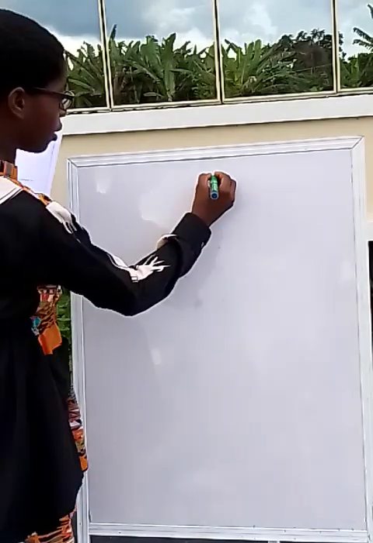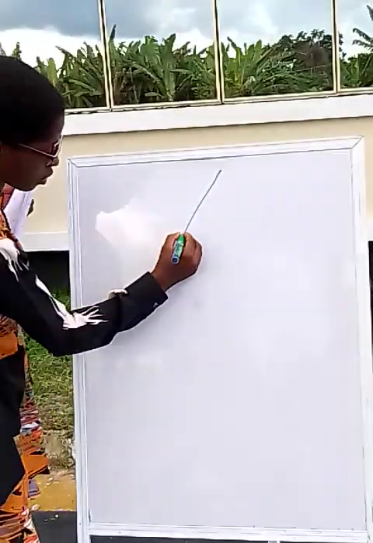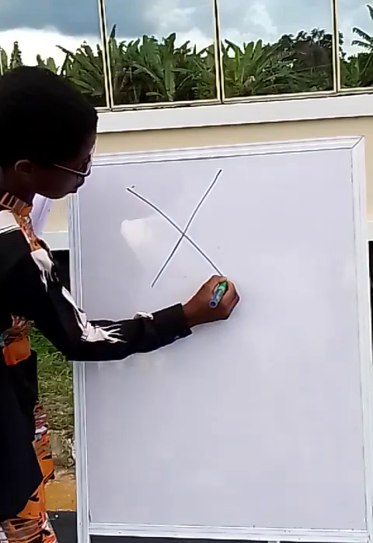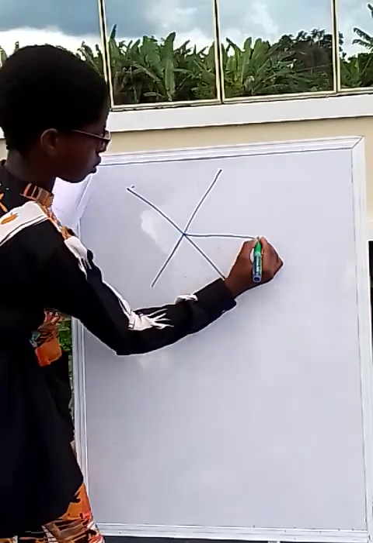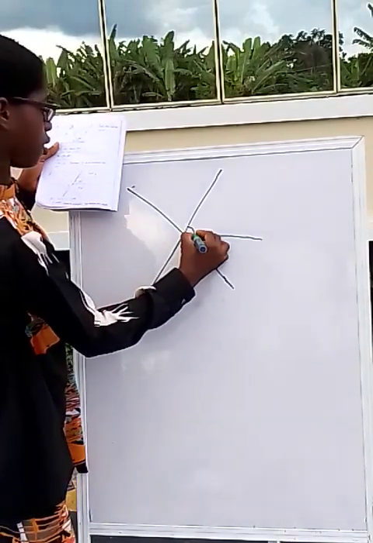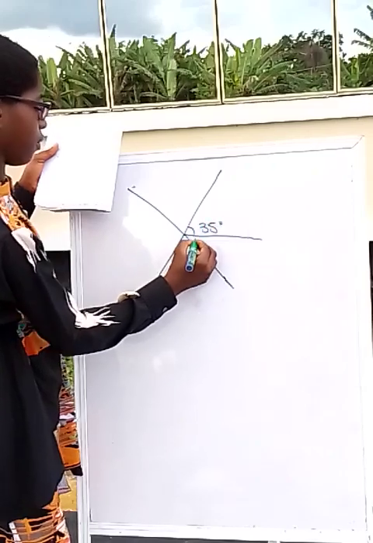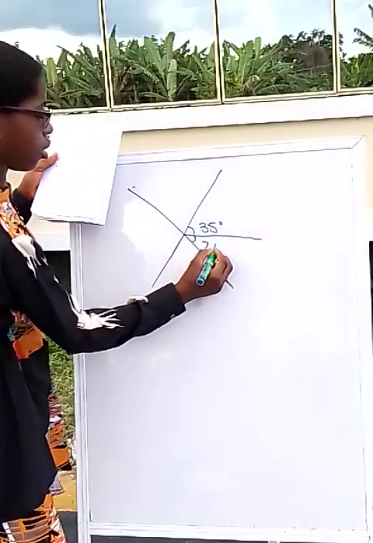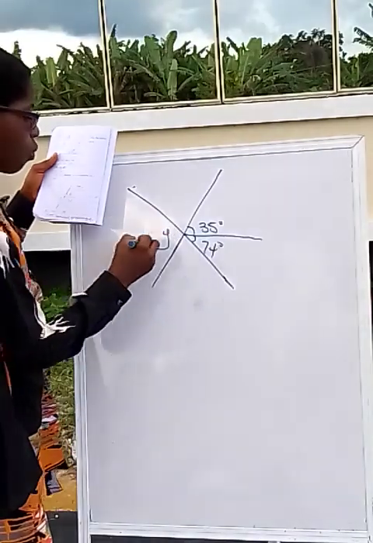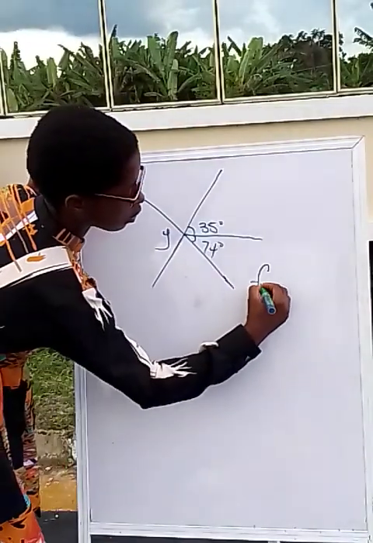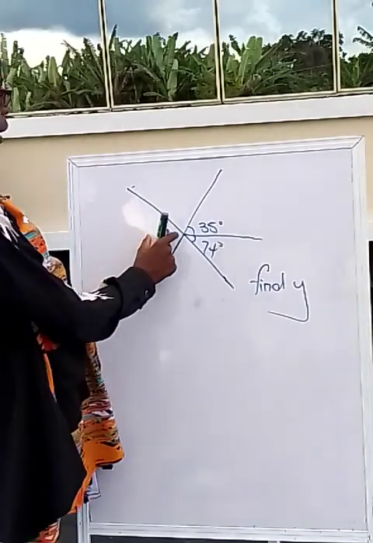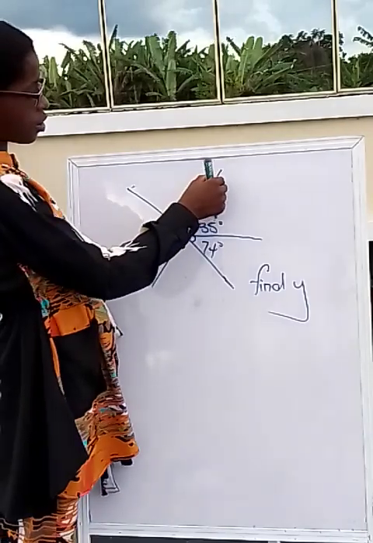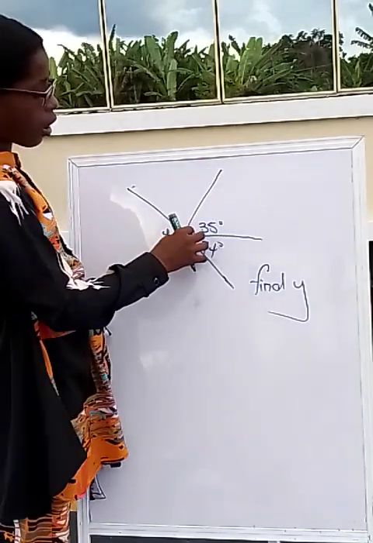I hope you are following. Now let's go. We have something like this. This side is 35 degrees. This side is 74 degrees, and this is y, and we are asked to find y.